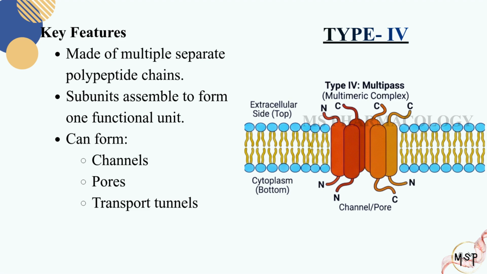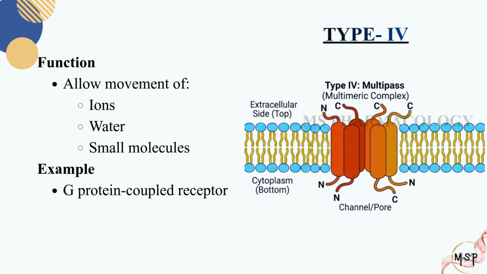Finally, type 4 involves multiple separate polypeptide chains that come together to form a single functional unit, like a channel or a pore. Think of this like several independent type 1 or type 2 proteins grouping up to create a tunnel for ions or water to pass through. For example, G-protein coupled receptors.